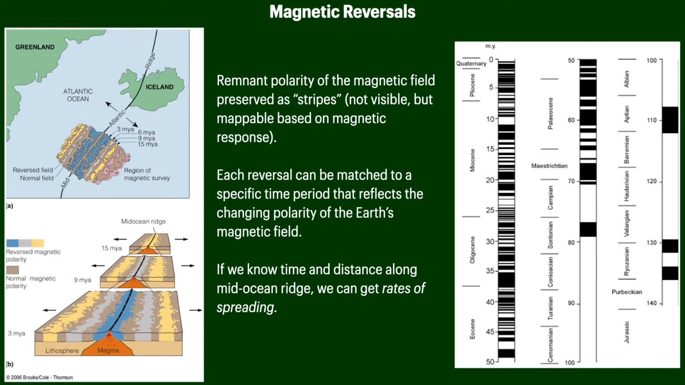You can see the figure on the right shows how the magnetic field has gone from white, which is normal, to black, which is reverse, over the last 140 million years. So it flips back and forth. It doesn't flip on any sort of regular cycle, but we can sample rocks that have these different polarities and date them and create this chronology of Earth's changing magnetic field. So if we know the dates of the rocks, based on their polarity and the distance from the mid-ocean ridge, we can calculate how fast that ridge is spreading.